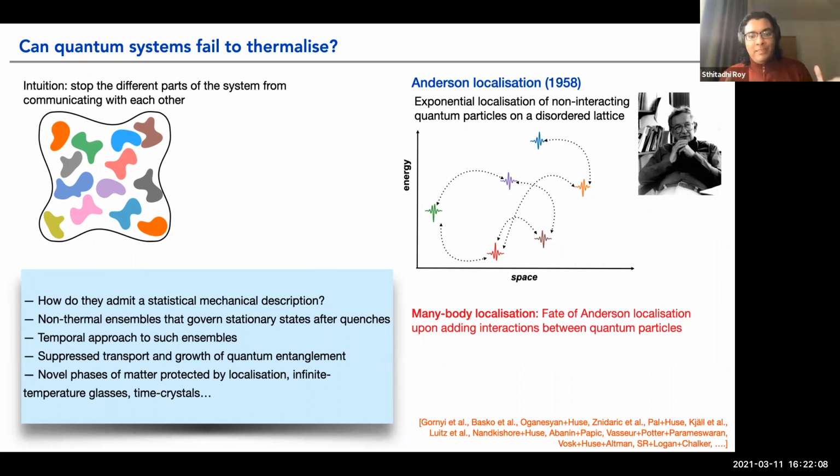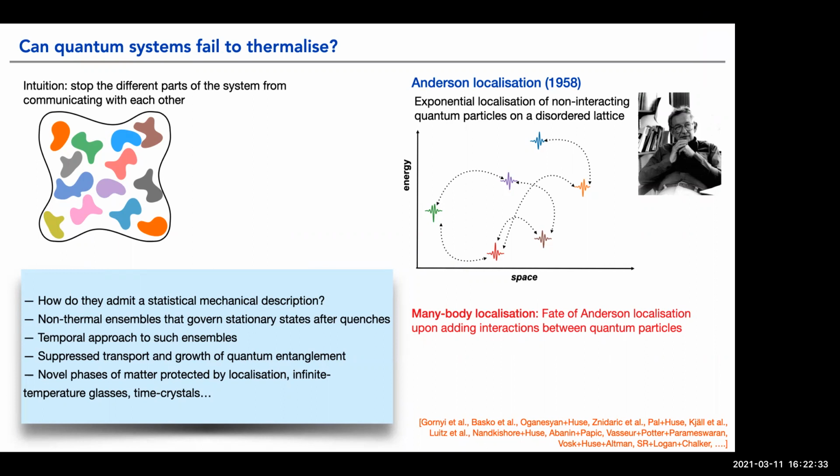Another field which actually interests me quite a lot is that MBL can help you stabilize new phases of matter which have no simple analog in equilibrium StatMech, such as infinite temperature glasses. Again, I'm saying infinite temperature, but all I mean here is the middle of the spectrum. Also time crystals in periodically driven systems, and so on and so forth. Okay, so this is sort of the, sure.